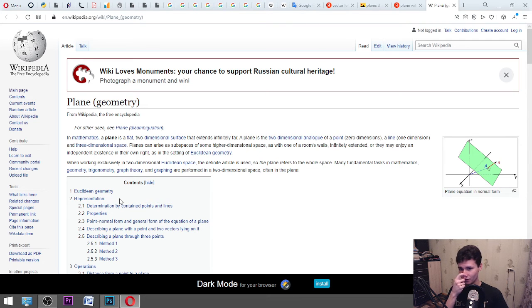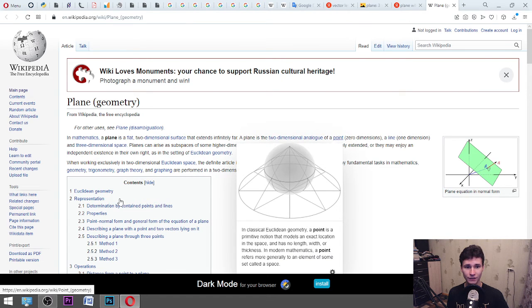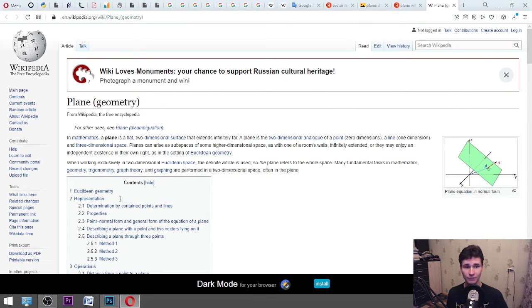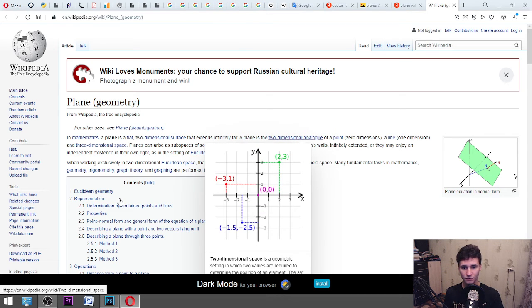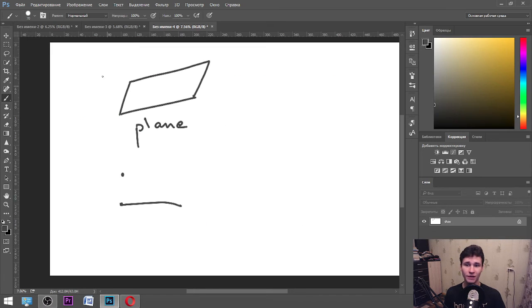A plane is a flat two-dimensional surface that extends infinitely far. A plane is the two-dimensional analog of a point, zero dimensions, a line, one dimension, and space, three dimensions. Okay. I think that I said it correctly. Yes, two-dimensional analog. We have planes in two dimensions and in three dimensions.